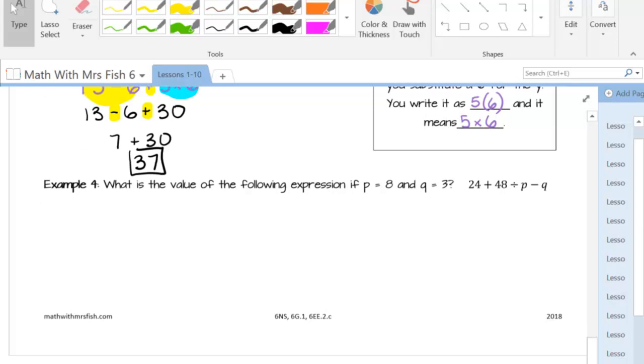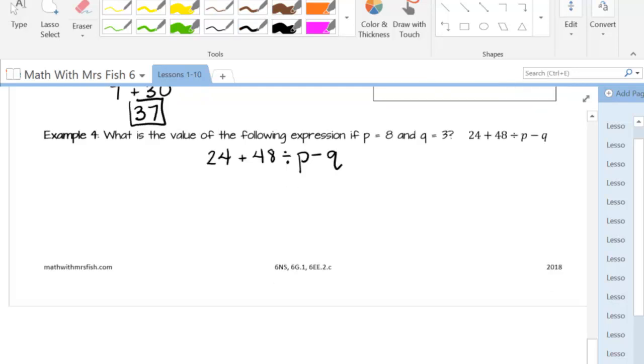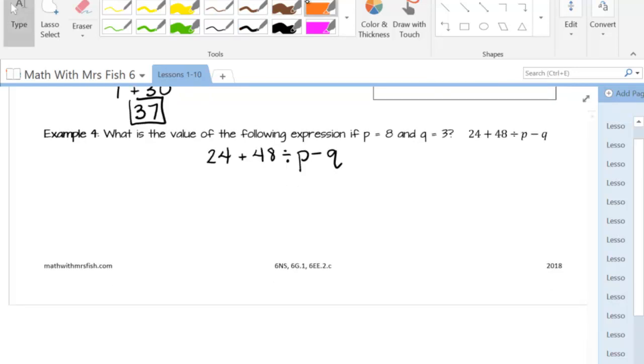And we're going to look at another example. What is the value of the following expression if p equals 8 and q equals 3? I do encourage my students to rewrite the expression with the variables first. 24 plus 48 divided by p minus q, and then rewrite it with the values plugged in.